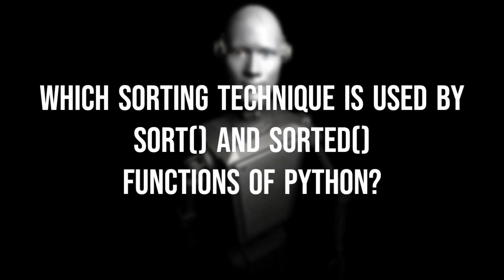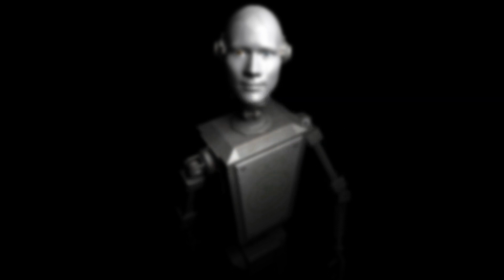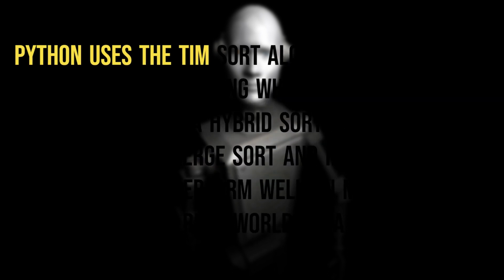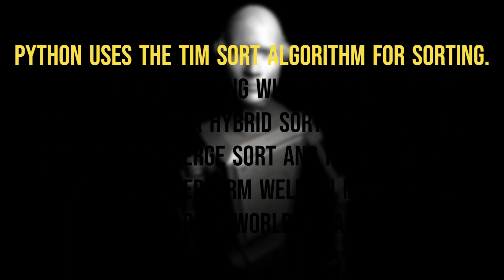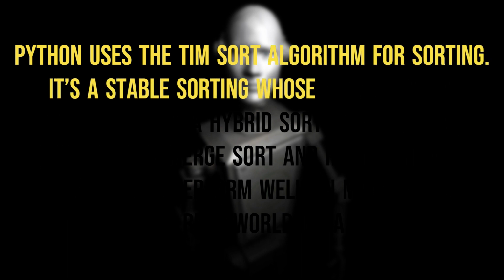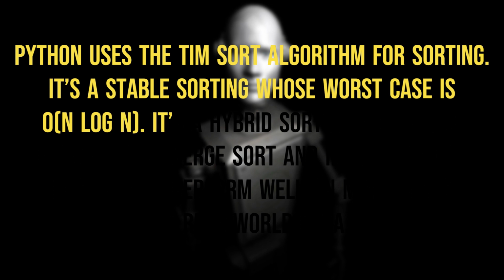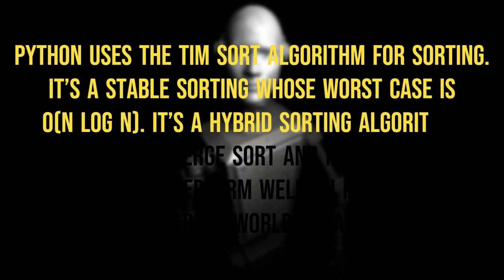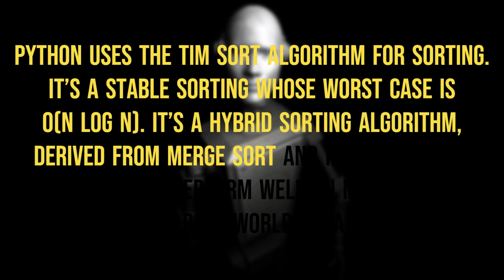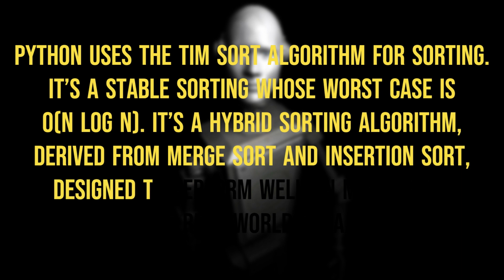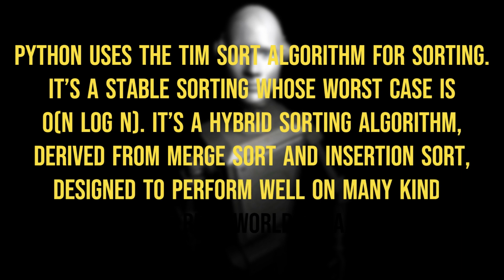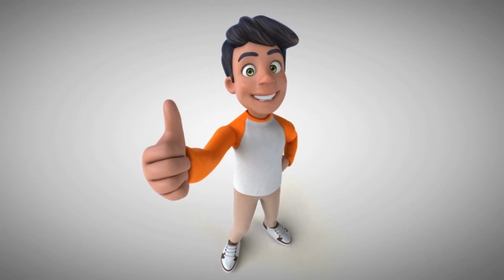Next question is, which sorting technique is used by the sort and sorted functions of Python? Answer: Python uses the Timsort algorithm for sorting. It's a stable sorting algorithm whose worst case is O(n log n). It's a hybrid sorting algorithm, derived from merge sort and insertion sort, designed to perform well on many kinds of real-world data. That's all for this video.